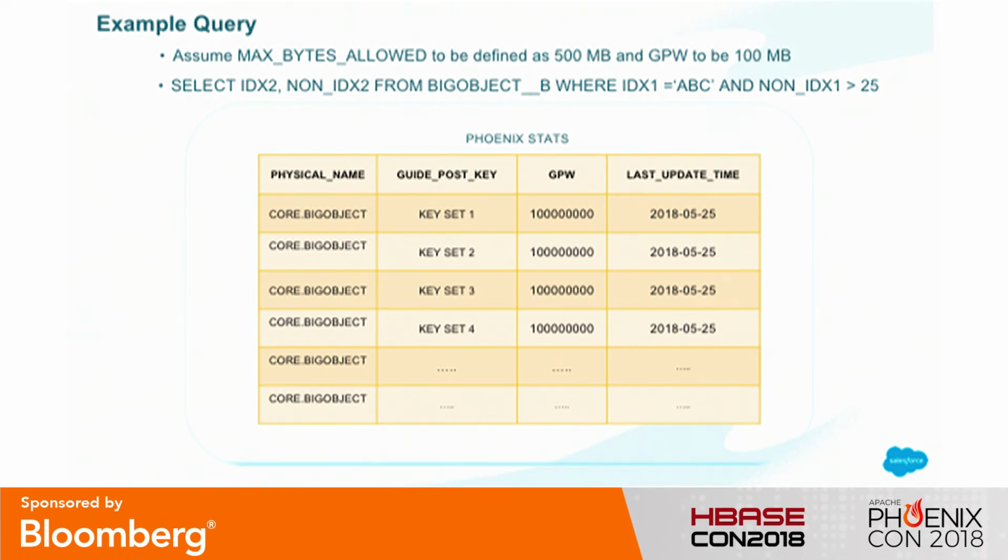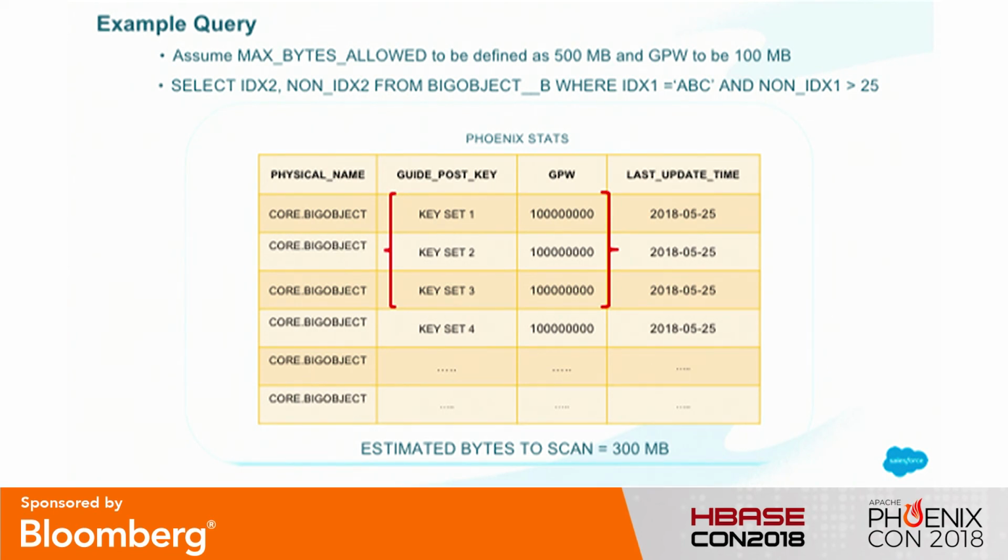This slide assumes that the max bytes allowed, or in other words, the maximum number of bytes that is scannable, is set to 500 MB. This slide also assumes that the guide post width is 100 MB. And so if you are executing the query that you see on the slide, from the Phoenix stats we determine that that involves scanning 3 guide posts worth of data. That translates to scanning 300 MB of data. And since that 300 MB is less than 500 MB, we'll go ahead to execute this query and then return the results to the user.